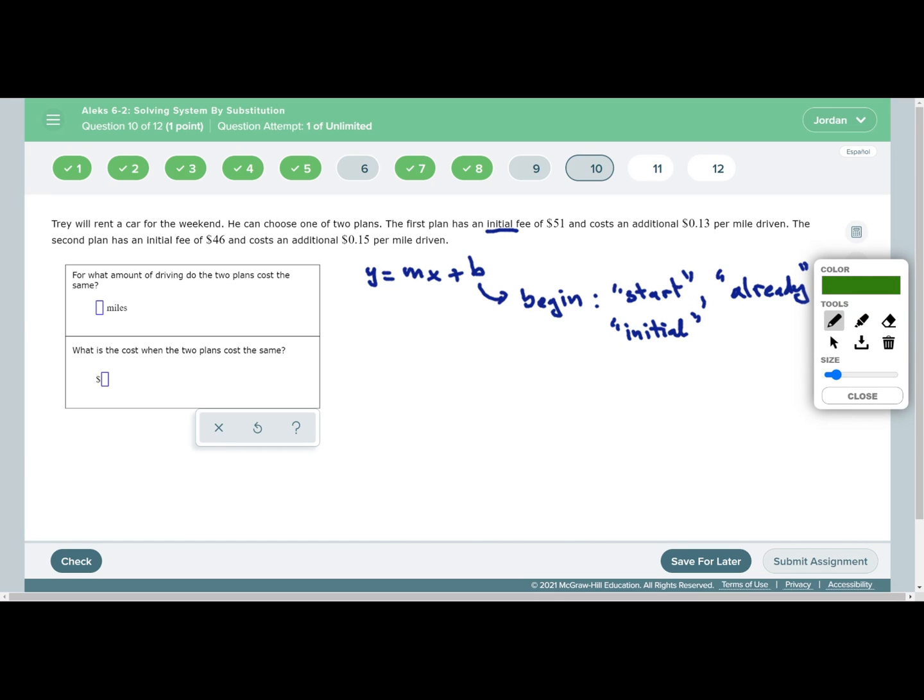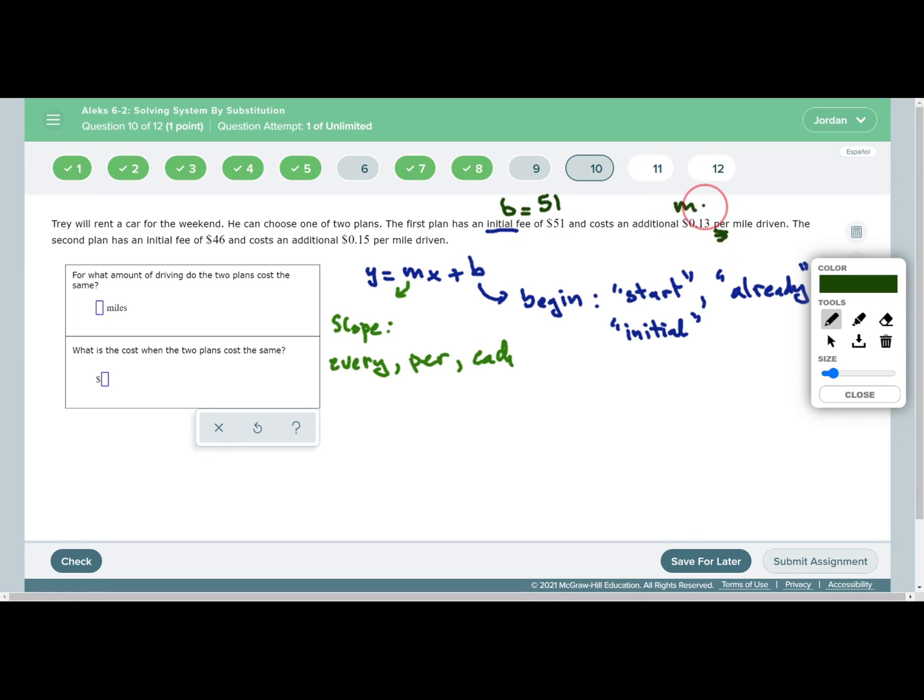M will tell you the slope, and slope normally tells you the pattern. It goes with words like every, per, each. So we're going to look at the first one. The first plan has an initial fee, which I just told you is the beginning. Initial fee b is 51 and costs an additional $0.13 per mile. That is m, 0.13. So the equation that we're looking at is y equal to 0.13x plus, the beginning is 51.